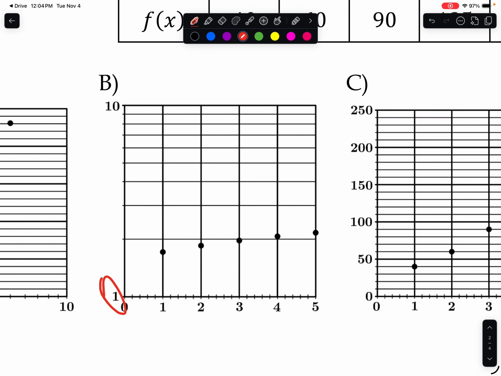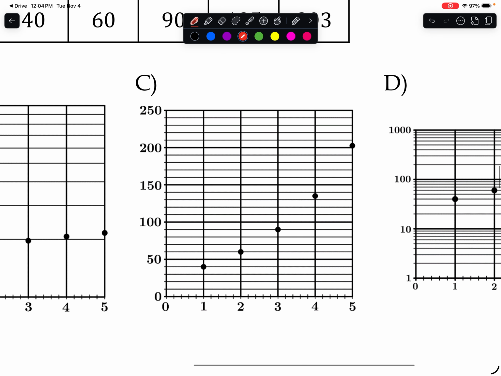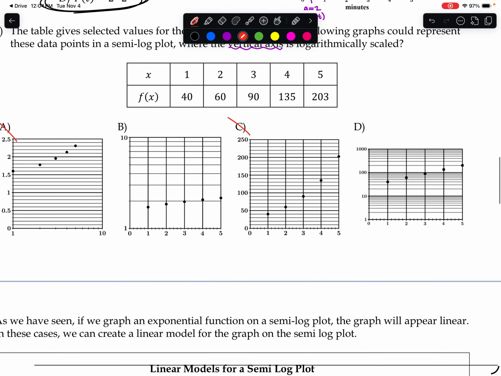B, we're going from 1 to 10, and that tells me that we're being logarithmically scaled. So B could be a contender. If I look at C, once again, my vertical axis is not logarithmically scaled. So C is out. So my only options are B or D.